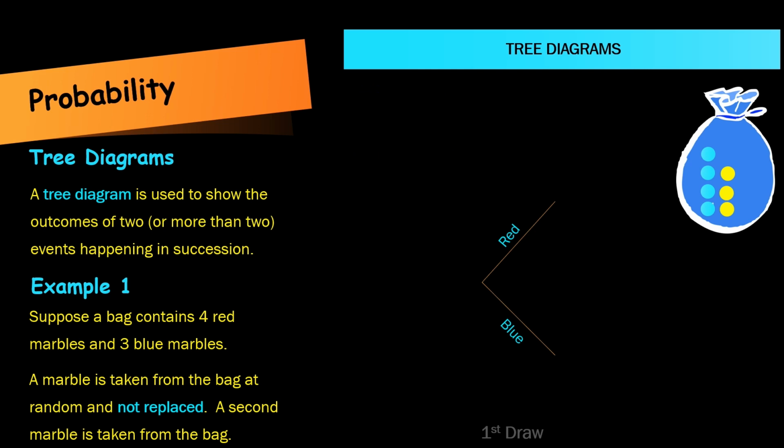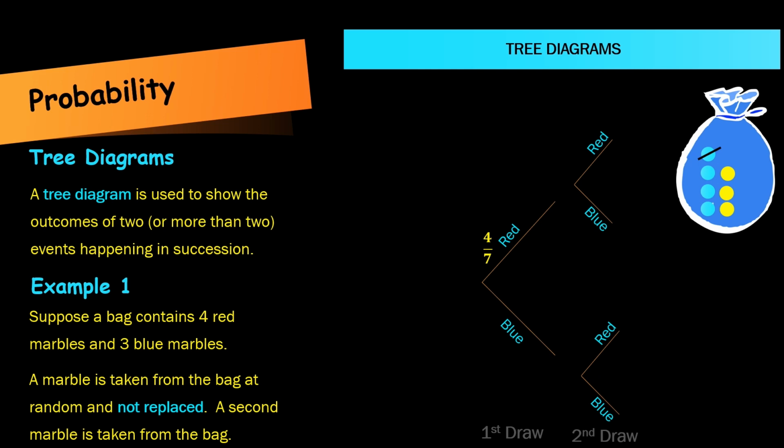So let's draw a tree diagram to help us with this problem. We have red and we have blue, and then we have red and blue again coming out of each of these branches on the second draw. So on the first draw, the probability of drawing a red is 4 out of 7.